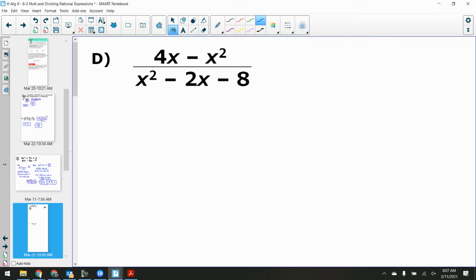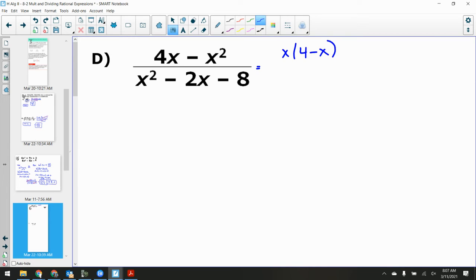Okay. This is your example E, correct? Oh, D, I'm sorry. We're good. All right, so the process is factor it down, identify any common factors. So let's factor down the numerator. Fortunately for us, the numerator is a very easily factorable thing. We take out an x. We're left with a 4 minus x.